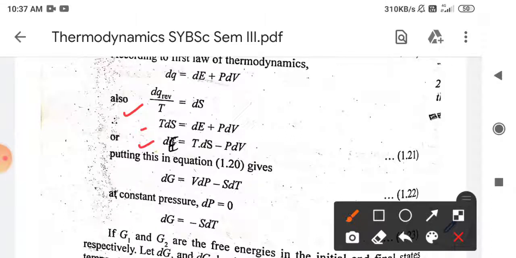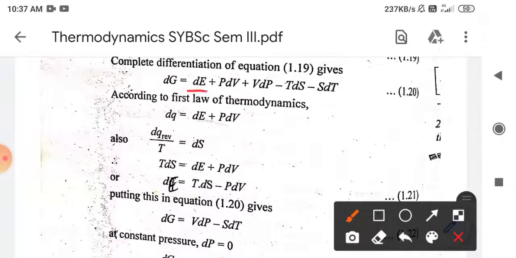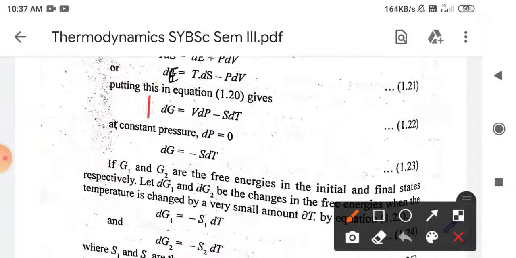So we simply substitute these values in this differential equation. Here again these two terms get cancelled out. Okay, so we are left with only this, and this term gets cancelled off. So we are left with only VdP minus SdT. This is the important relation for deriving all the equations.